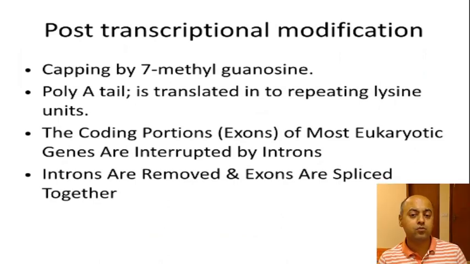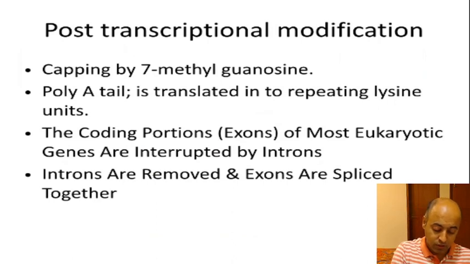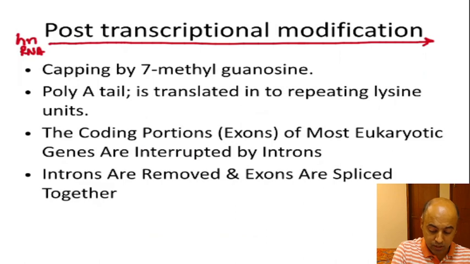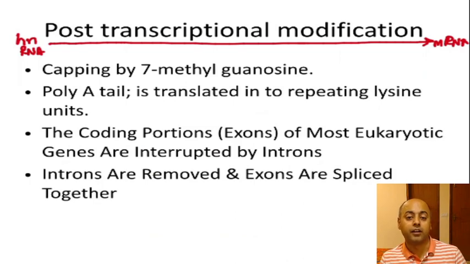Then we have what is known as the post-transcriptional modification, which is carried out for the heterogeneous nuclear RNA, as a result of which this hnRNA will get converted into the messenger RNA, right? So hnRNA undergoes the post-transcriptional modification, as a result of which it will get converted into the messenger RNA.